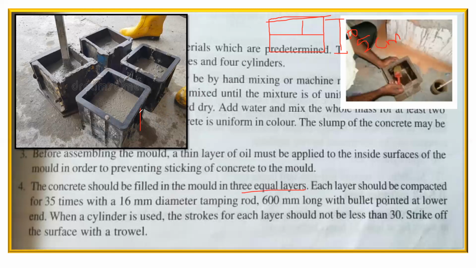And also remember, here it is written, you have to do tamping 35 number of times if you're using a 150 mm cube. Just in case you're using a 100 mm cube, in that case you have to do tamping 25 times, right? Here you have to do 35 times. If it is a 100 mm cube, then you do it 25 number of times. That's it. Once all these things are done, you have to strike off the excess concrete if there is any.